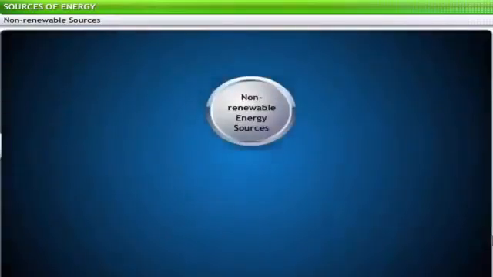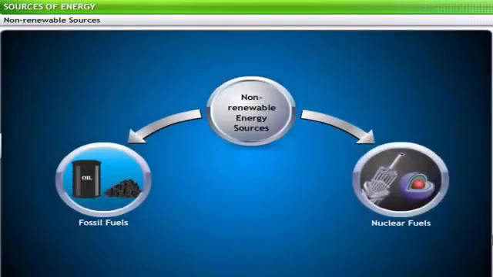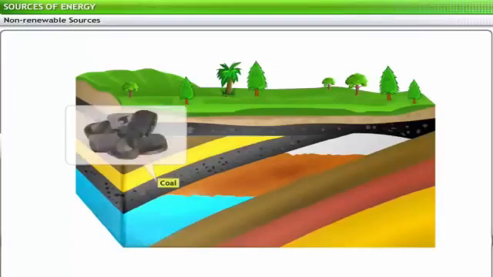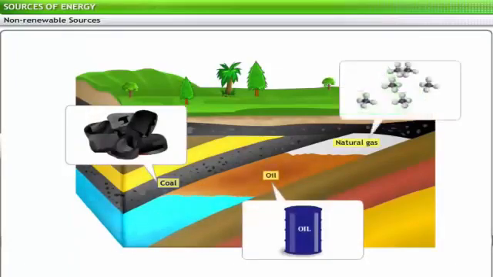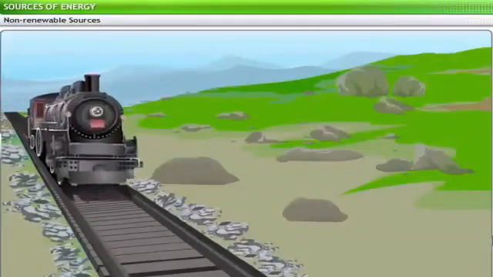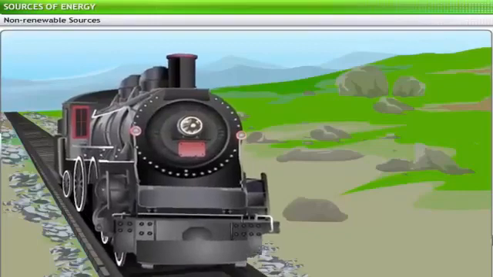Non-renewable energy sources are classified into fossil fuels and nuclear fuels. Fossil fuels are found within the rocky layers under the Earth's crust and include coal, oil and natural gas. Remember the first steel rail engines? Those engines burn coal to produce steam that powers the engine.